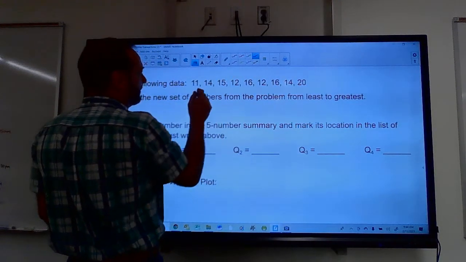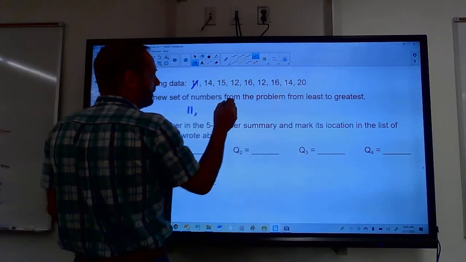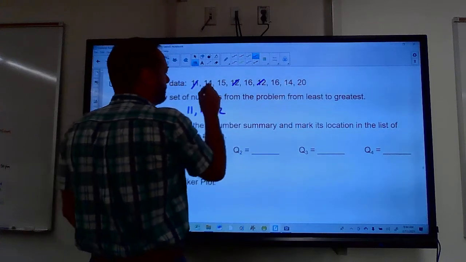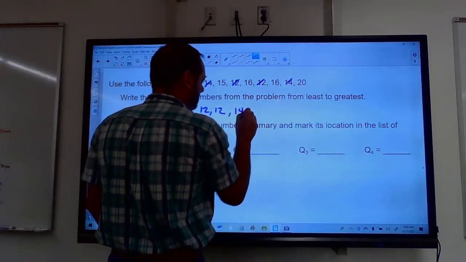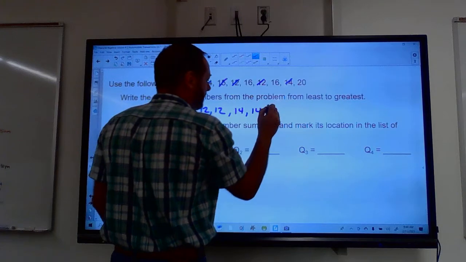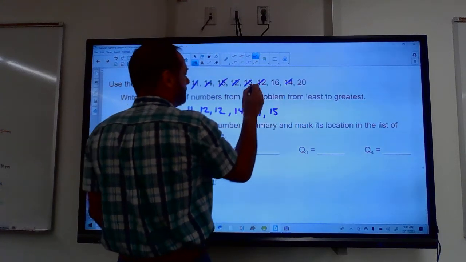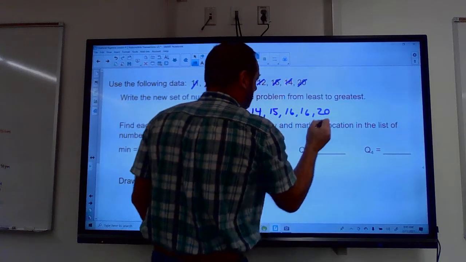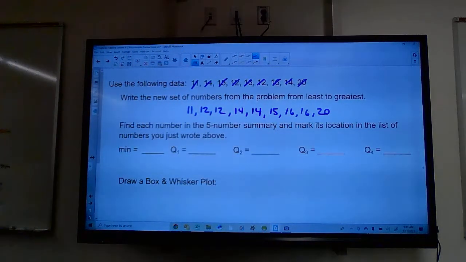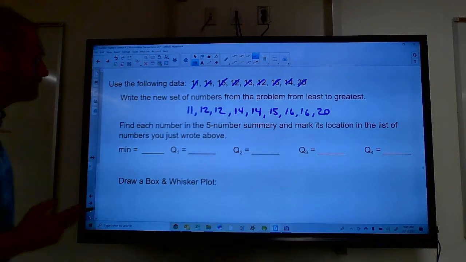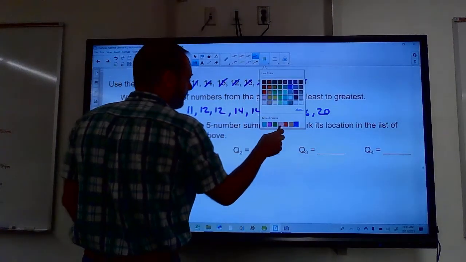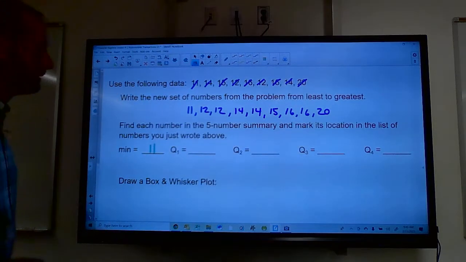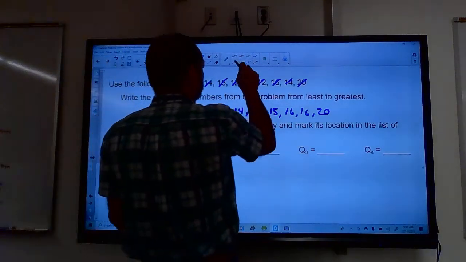My lowest number is 11. Then I've got two 12s, two 14s, a 15, two 16s, and a 20. Okay, so mission one accomplished. The minimum is going to be 11. Q4 is the maximum, that's going to be 20.